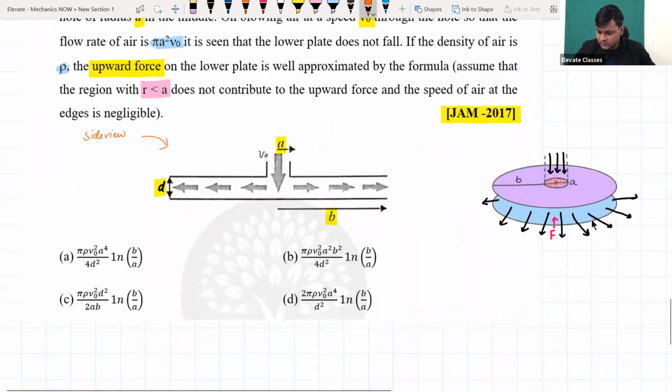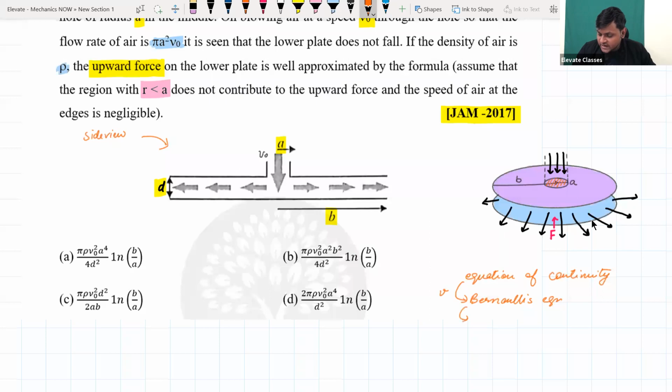So you use the equation of continuity. It will give an idea about the velocity. You apply the velocity in Bernoulli's equation. Bernoulli's equation will give us an idea about the pressure difference. The pressure difference can be used to calculate the upward force or thrust. That's it. This is the simple concept.